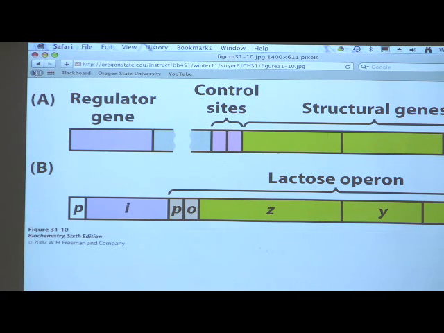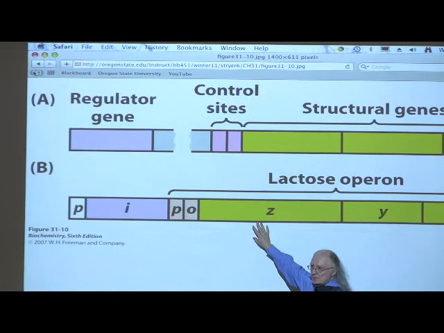B-E-T-A-G-A-L-A-C-T-O-S-I-D-A-S-E. Beta-galactosidase is the enzyme that's coded for by Z. Okay? Beta-galactosidase catalyzes the breaking of lactose into glucose and galactose. So that's the critical enzyme as far as the cell is concerned for being able to metabolize lactose.